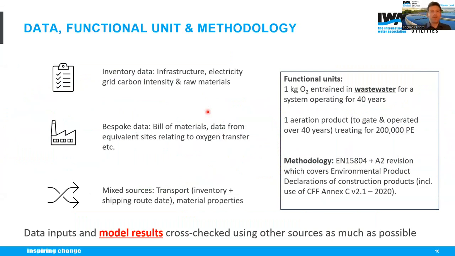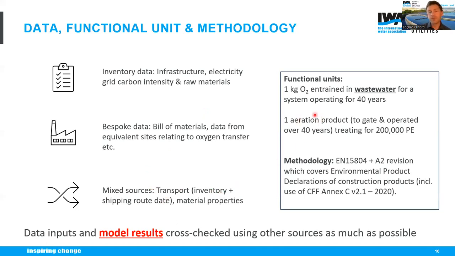So to give you an idea of some of the inputs, we used inventory data. So this is data from the actual EcoInvent database itself, where we didn't have bespoke data. We used inventory data and also things like the grid carbon intensity of the country, the area where we were going to install this. We used bespoke data around bill of materials, so what exactly went into manufacturing the product itself. In fact, we managed to pretty much model every single washer, bolt, seal, etc. that went into the product. And very importantly, data from equivalent sites relating to the oxygen transfer efficiency of this product. And also we used data from mixed sources for things like transport, etc.